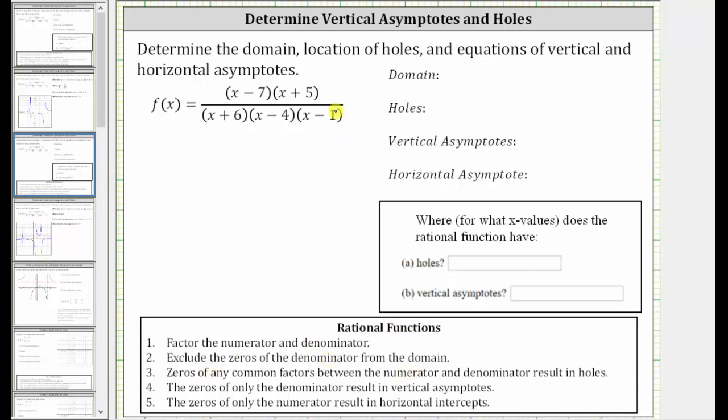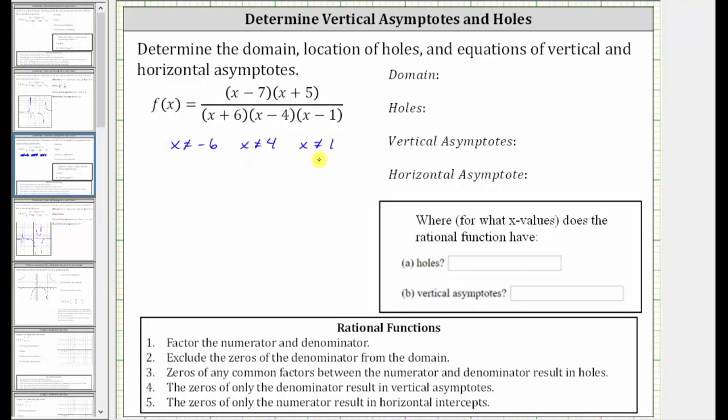So looking at just the denominator, x plus 6 is equal to 0 when x equals negative 6. X minus 4 is equal to 0 when x equals 4. X minus 1 is equal to 0 when x equals 1. These are the inputs, or x values, that would give us division by 0, and therefore they must be excluded from the domain. X can't equal negative 6, x can't equal 4, and x can't equal 1. Or we can say the domain is all real numbers except these three values.